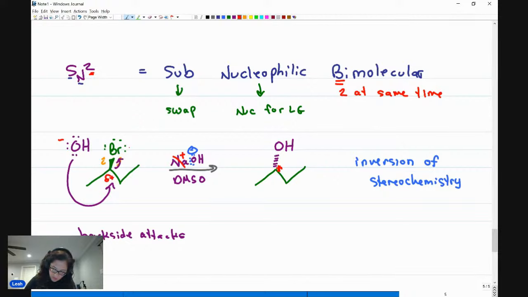And let's prove that real quick. That would be 1, 2, 3. The starting molecule is R. And for the product, I have 1, 2, 3. But the invisible hydrogen number 4 is coming forward. So I have to flip it. 1, 2, 3 goes that way. And it's S. R becomes S because of the backside attack.